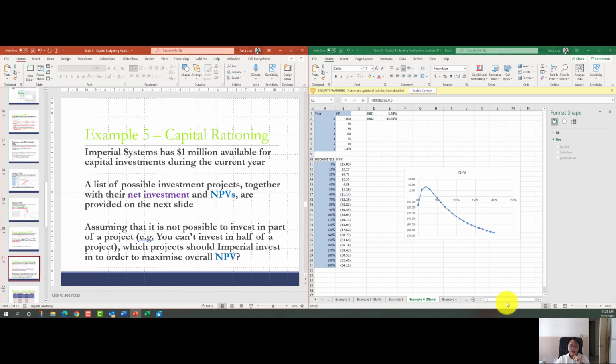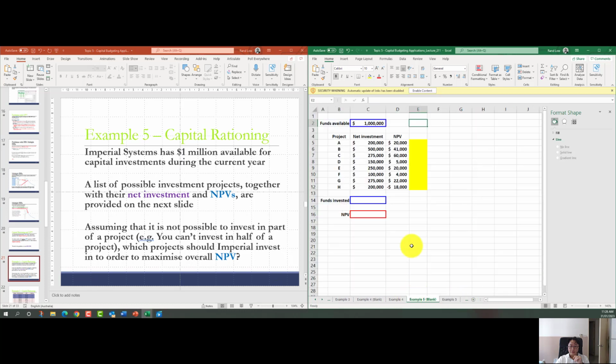Okay, so let's look at example number 5. Imperial Systems has $1 million available for capital investment during the current year. A list of possible investment projects, together with their net investments and NPVs, is provided in the next slide. So what we have is projects A to H. Assuming that it's not possible to invest in part of a project, you can't invest in 30% or 40% of a project, which projects should Imperial invest in to maximize overall NPV?